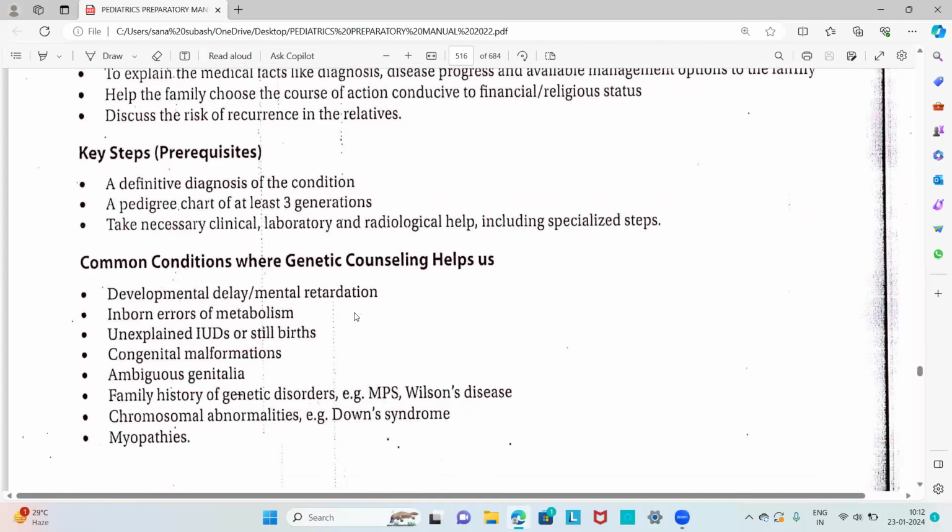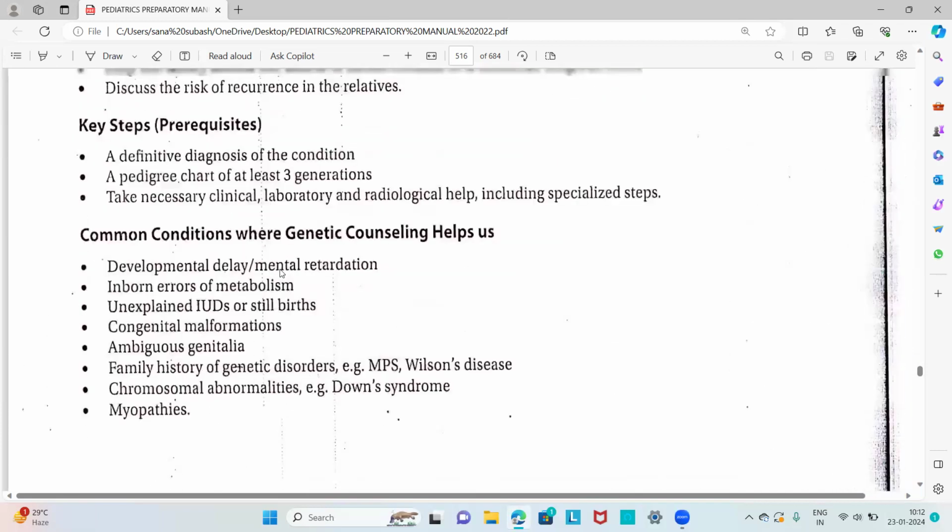Then what are the common conditions where the genetic counseling helps us? That is, developmental delay or mental retardation, inborn errors of metabolism, unexplained intrauterine deaths or intrauterine demise or stillbirth, congenital malformations, ambiguous genitalia, and family history of genetic disorders like mucopolysaccharidosis or Wilson disease, and also chromosomal abnormalities, for example Down syndrome, and also myopathies. In all these conditions, the genetic counseling helps us. So that is all regarding the genetic counseling.